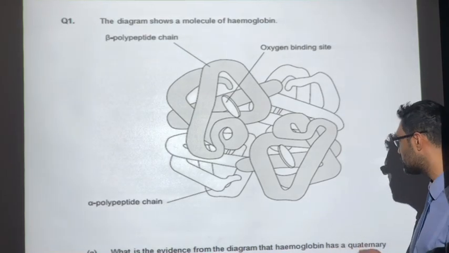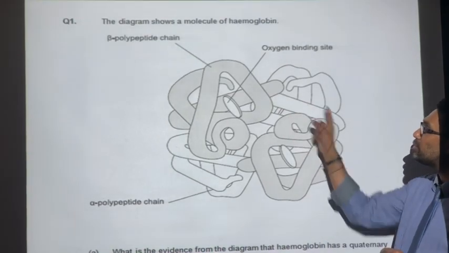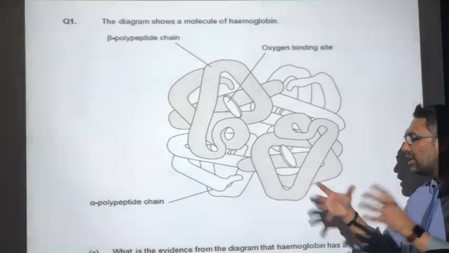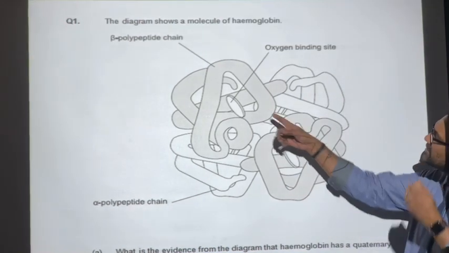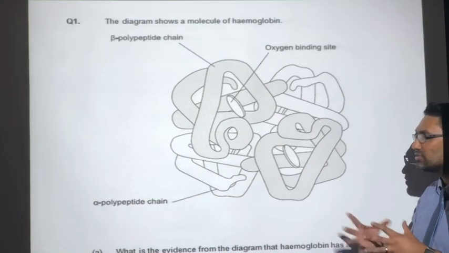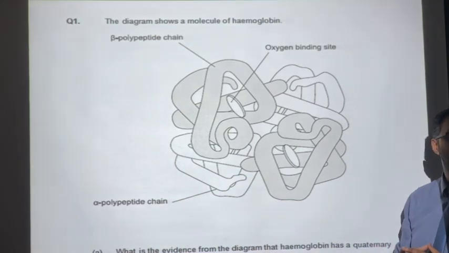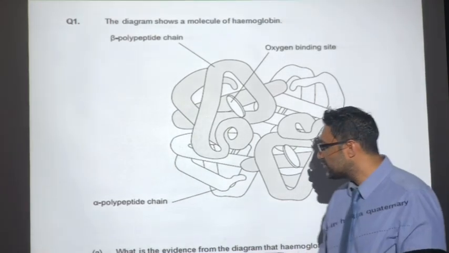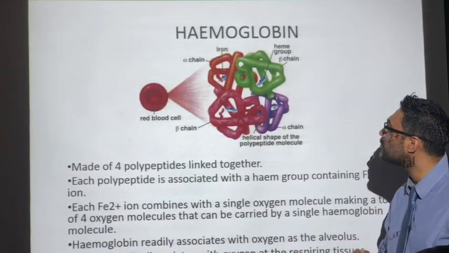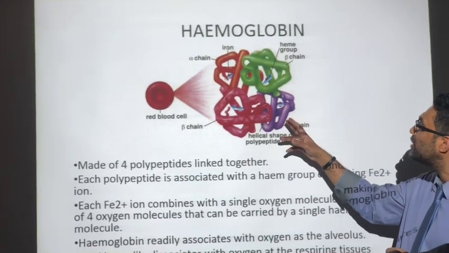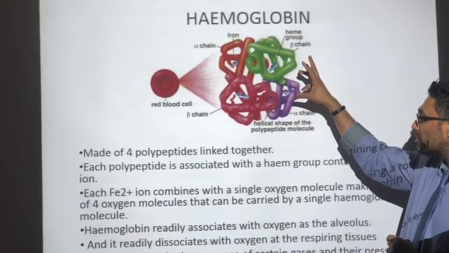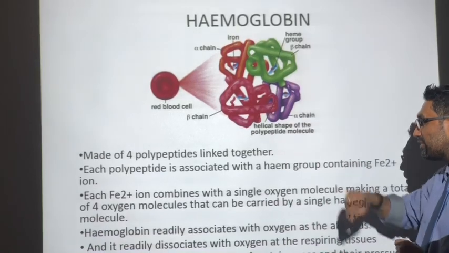So the evidence for this quaternary structure is that you've got multiple polypeptide chains that are bound together. You've also got these oxygen binding sites there that give you the idea that there are these heme groups. Okay, so if you go on to the next one. Right, so we know that hemoglobin is a quaternary structure. It's got 4 polypeptides linked together. That was the answer to the previous question.